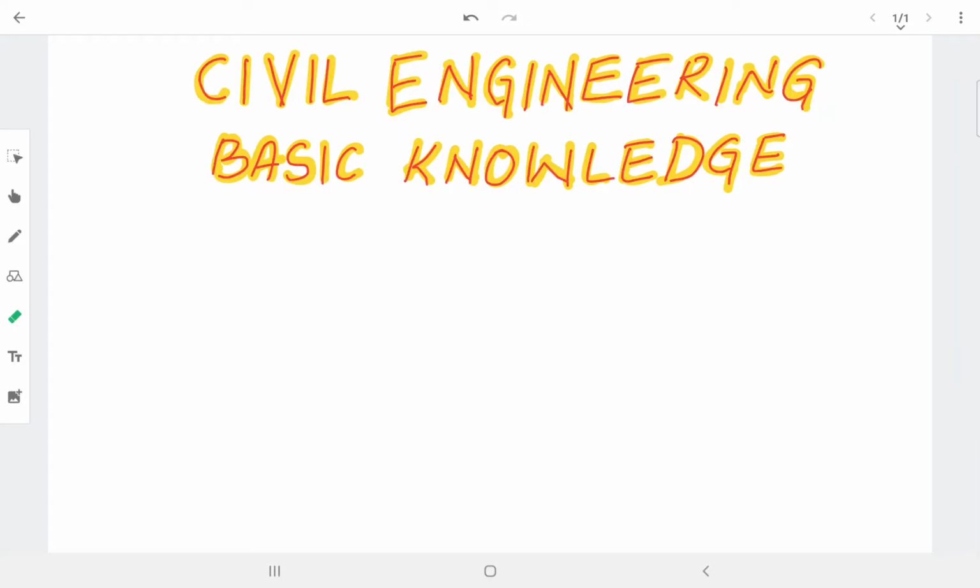Hi all, this will be the fourth part of civil engineering basic knowledge. Today we'll be discussing the basics about another structural element called a slab. Okay, already it is a slab.